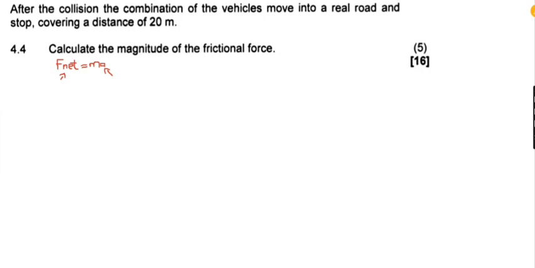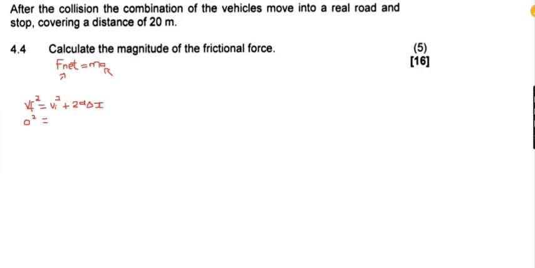What we can do is use a formula of motion. We can use this formula that says final velocity squared is equal to initial velocity squared plus 2 times acceleration multiplied by displacement. We can fill in all of these values. We know that the final velocity is 0. How do we know that? They told us that these cars come to a stop. So when they come to a stop, we know that the velocity has to be 0.